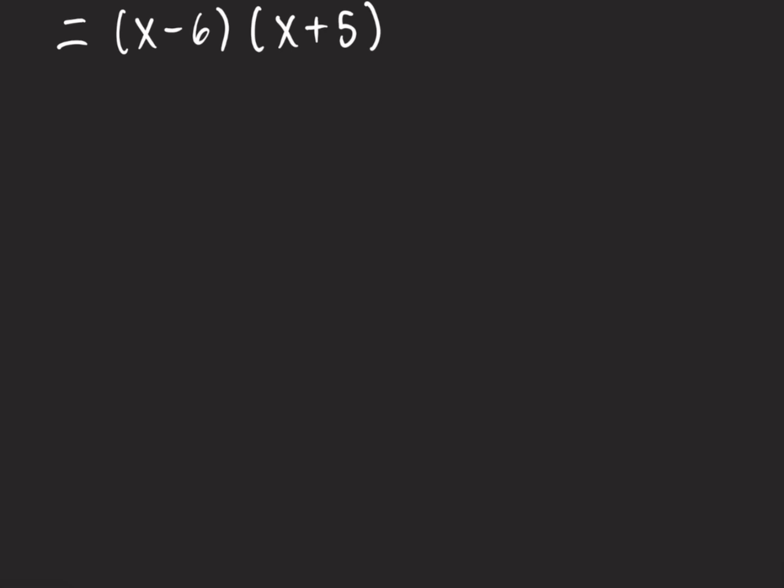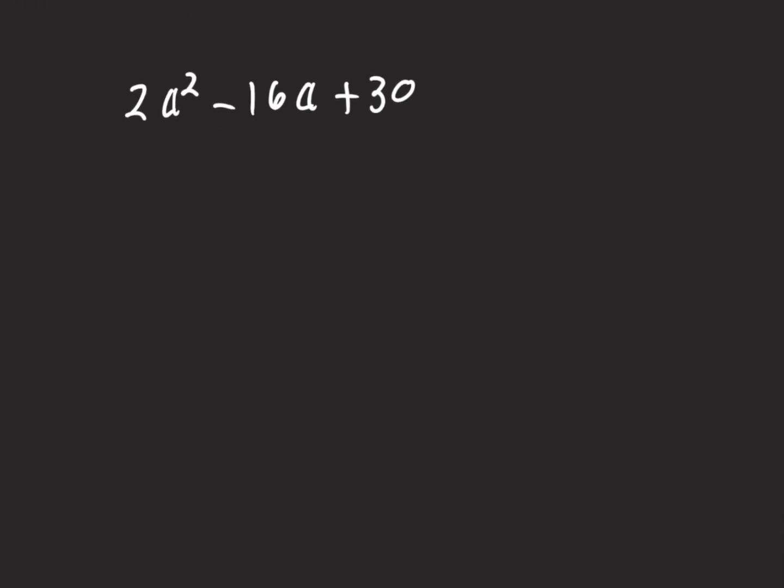For this one, we're going to have 2a squared minus 16a plus 30. Okay, so right off, what do we recognize that's different about this one? Well, our a term, that first leading coefficient there, isn't 1, it's actually 2. So right now, this isn't a simple trinomial. We can't factor it the same way as we usually would, where we'd find two numbers that multiply to 30.